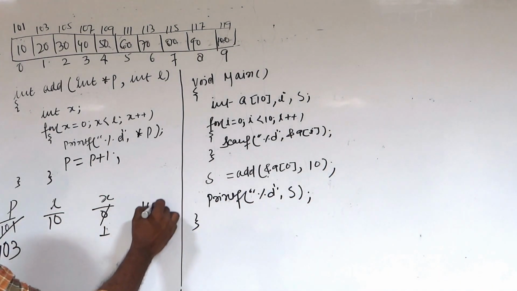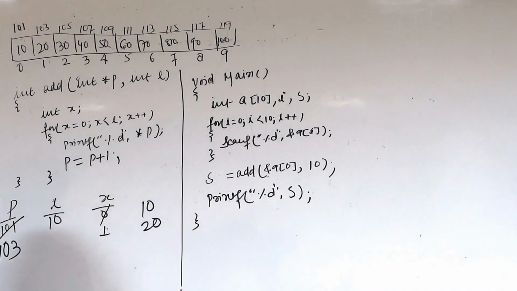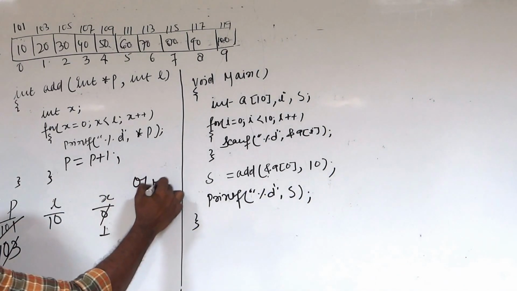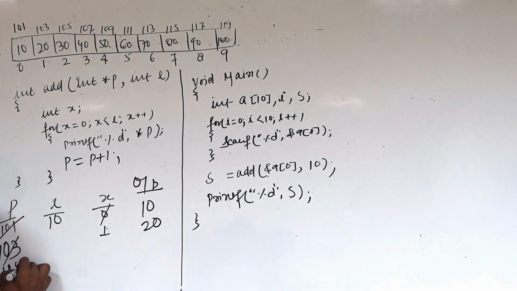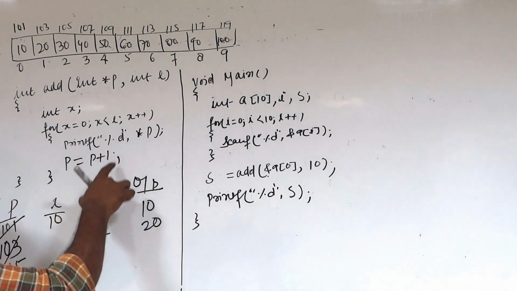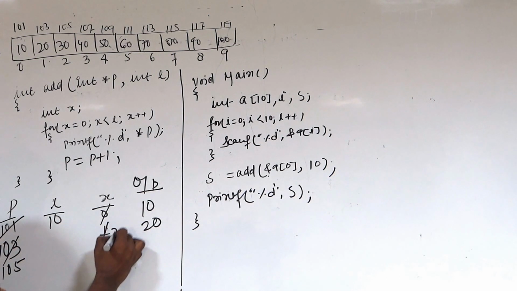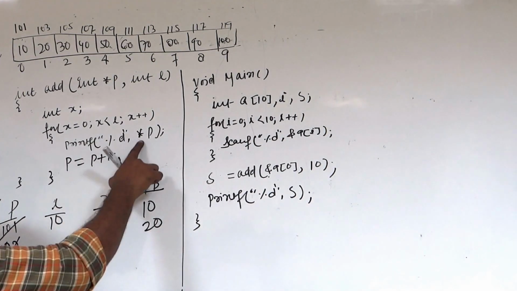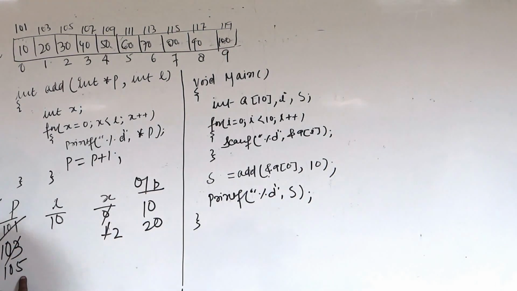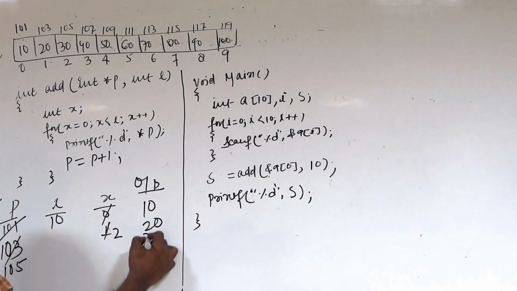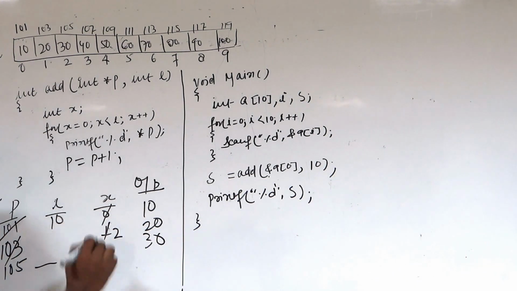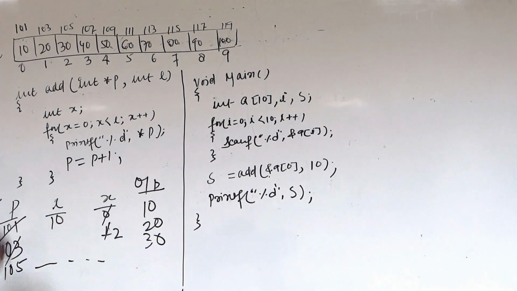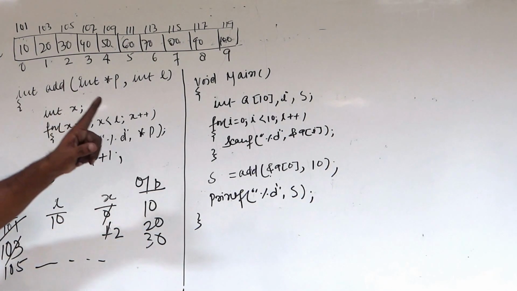So first 10 will be printed, then 20 will be printed. And then p equal to p plus 1, this is the output. So p becomes 105. X plus plus, x becomes 2. 2 less than 10, yes. So *p will be printed, the value which is at 105 is 30, and so on. So this is how we can access all the elements.